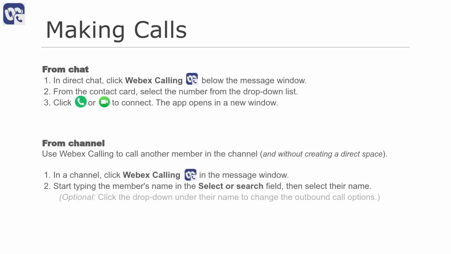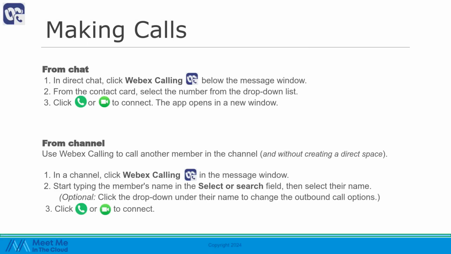You can also start a call from a Microsoft Teams channel. In effect, you can use Webex calling to call another member in the team channel you are both in, without creating a direct space. To do this, within Channel, select a member in the channel. Start typing the member's name in the Select or Search field, then select their name. Note that you can click the drop-down under their name to change the outbound call options. Click Audio or Video to connect. The Webex call app opens in a new window.